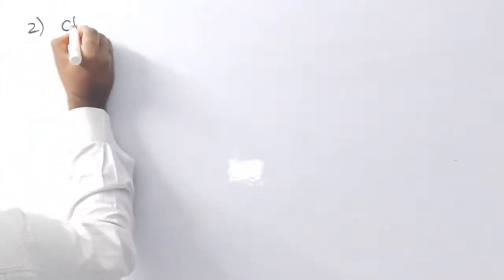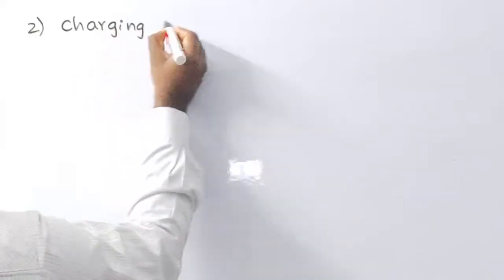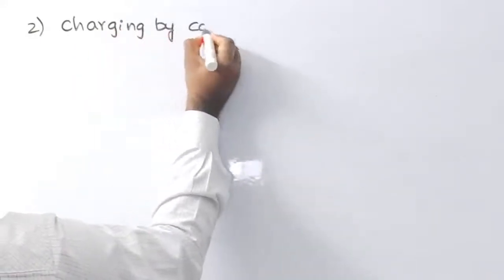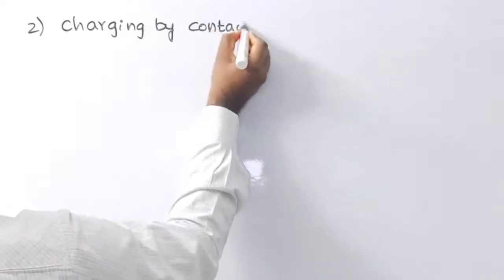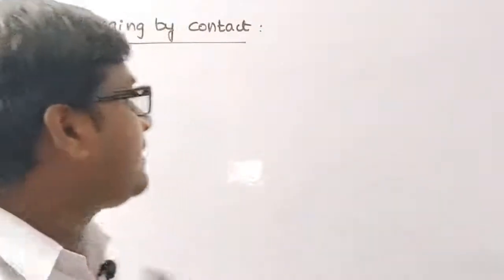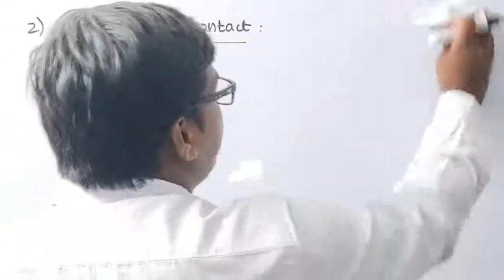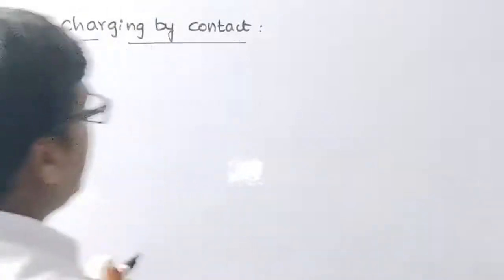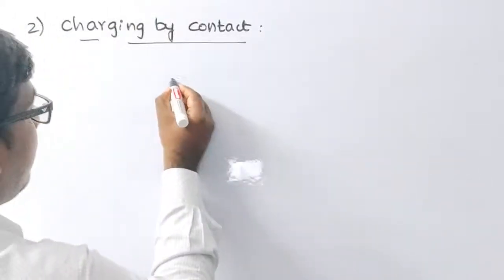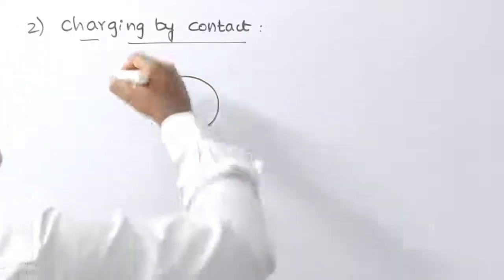Second method is charging by contact. So let us consider, take two examples, two objects. One is the ebonite rod and another one is the metal surface or metal sphere.